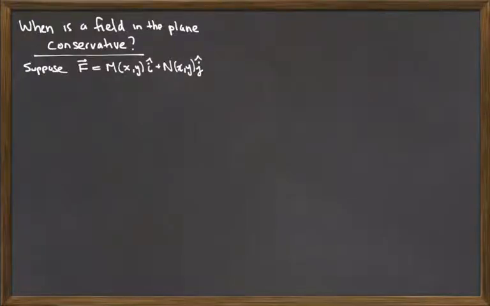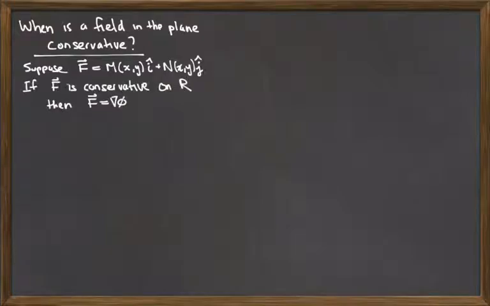In this video, we're going to discuss when a vector field defined in the plane is conservative. To get started, let's suppose that you've given me a vector field f, and we're working in the two-dimensional plane, so I'm going to have two components. There'll be m and n, and they'll be functions of x and y that determine the i and the j component, respectively.